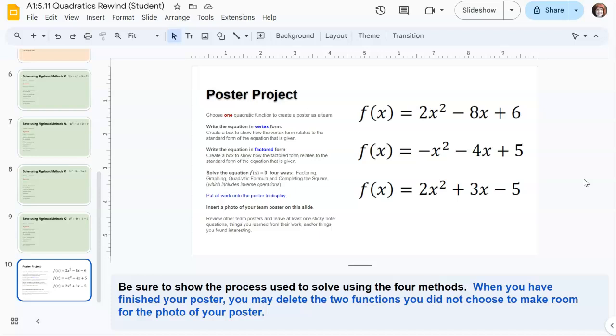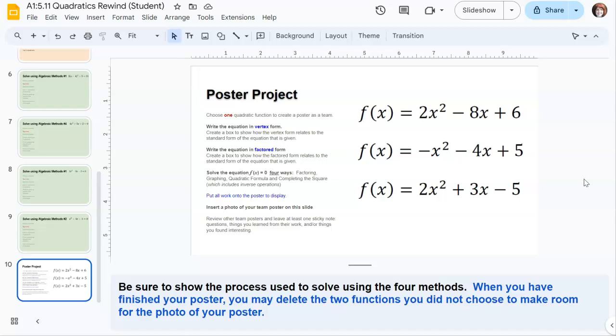But they are going to create an equation in vertex form for their function. Of course, they can graph their function in Desmos to find the vertex and do that. They can create their equation in factored form, but notice it does ask them to create a box to show how the vertex form is related to the standard form that's given. So they should be able to put their factors on a box, and they should put this trinomial inside the box and show how the two are connected or related.